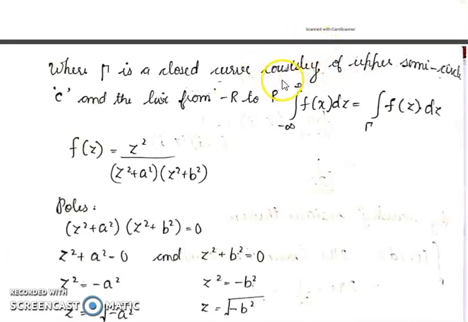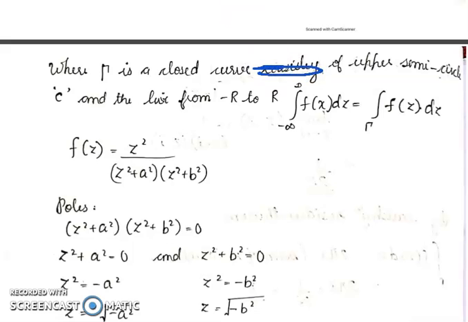Consisting of upper semicircle C and the line from minus r to r, therefore minus r to r, therefore minus infinity to infinity. Also this is a condition: you can write the integral from minus infinity to infinity of f of x dx is equal to the integral over gamma of f of z dz. Okay, you can make some corrections here.